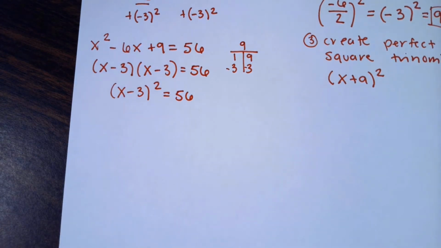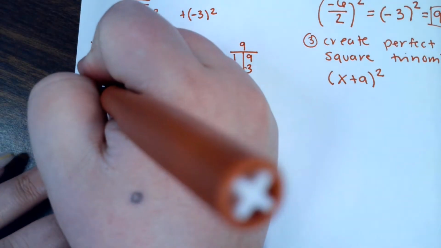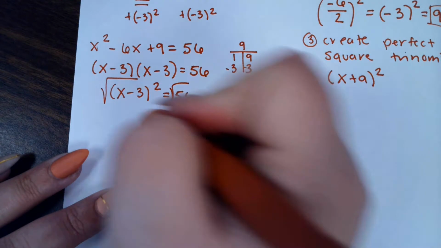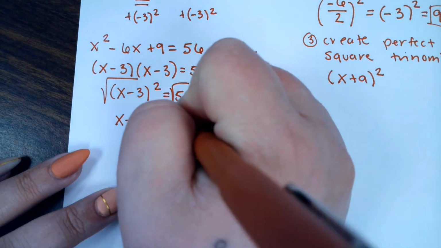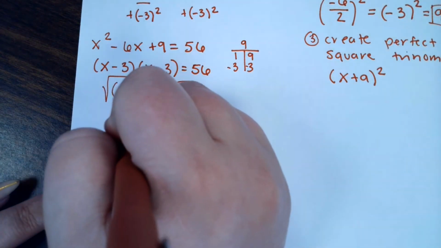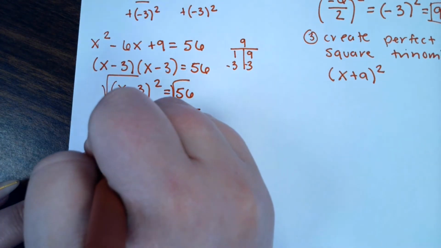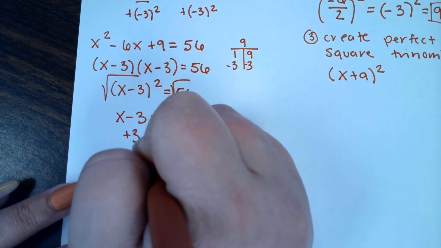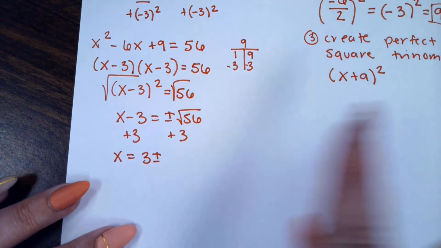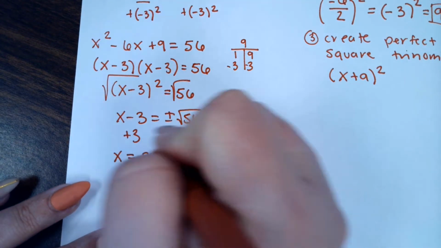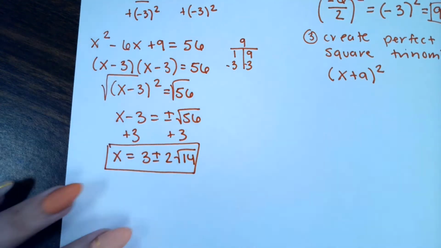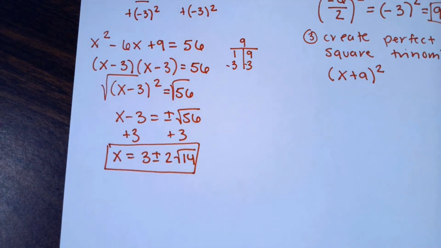All right, now that we've factored, we know how to solve this. We've done this a bunch of times. We've done it with real numbers. We've done it with imaginary numbers. So we just take the square root of both sides. X minus 3 equals plus or minus the square root of 56. Add 3 to both sides. We get x equals 3 plus or minus, and we can simplify the square root of 56. If you do that, you get 2 root 14. And that is our answer.